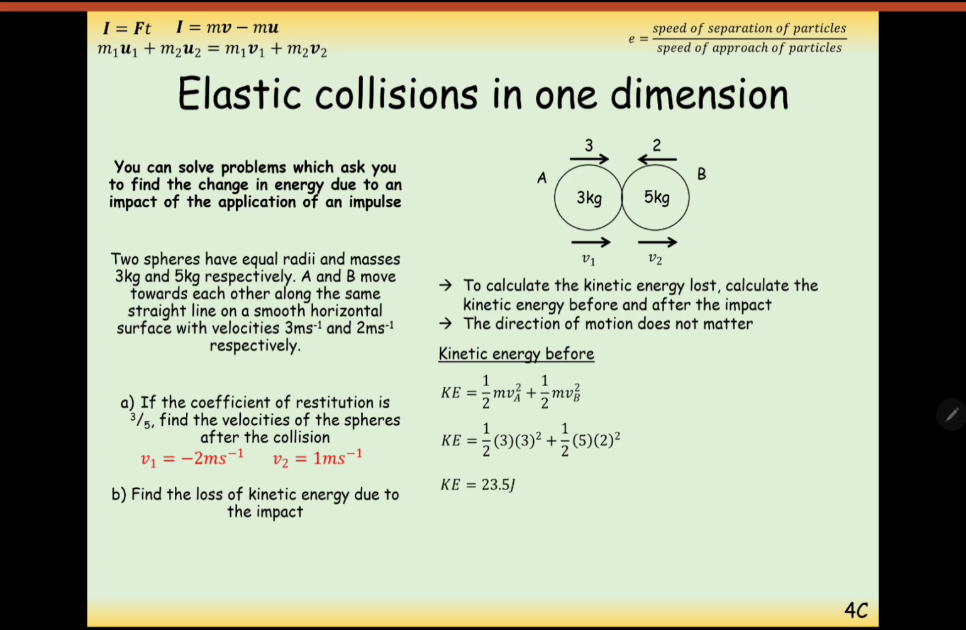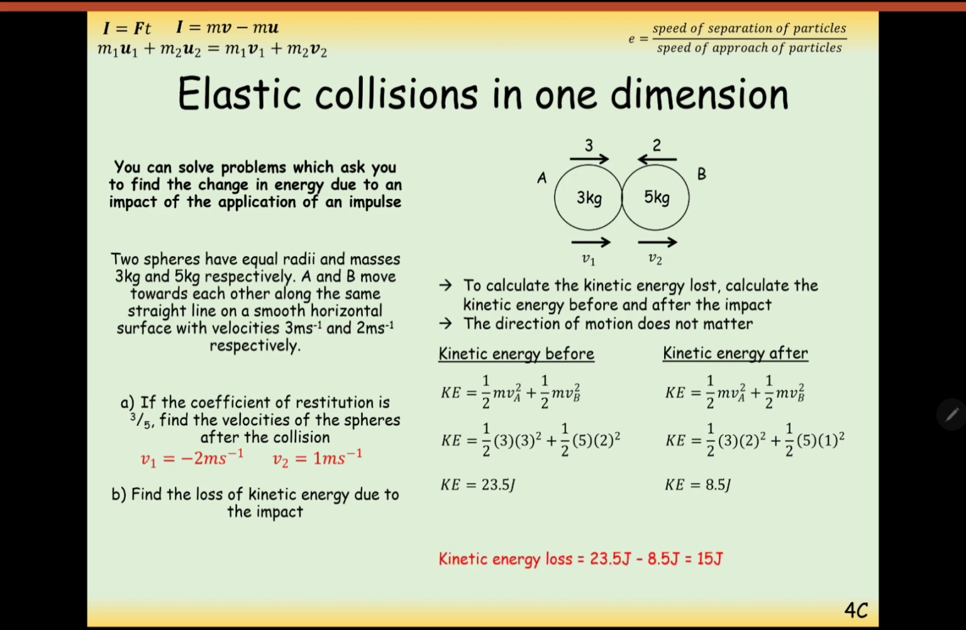Work out the total kinetic energy before: it's 23.5 joules. Once we've done that, work out the kinetic energy afterwards, and we get 8.5. To work out the total kinetic energy lost, we subtract the two from each other, so we get 15 joules is the total kinetic energy lost.